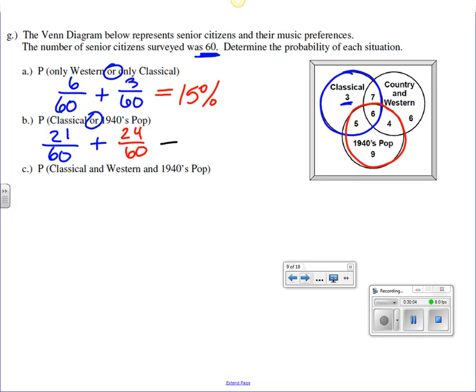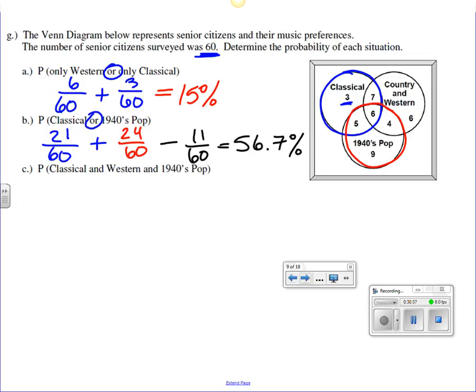Now, is there anybody who likes classical and 1940s pop? Be careful. It's both of these. They're in both circles. They like both of them. 5 and 6 is. What you got? 56.7. Anybody disagree with that? Okay.